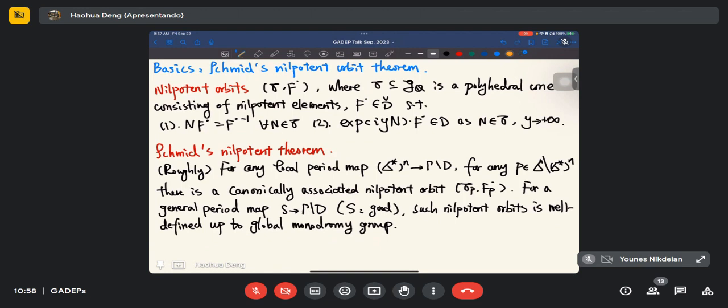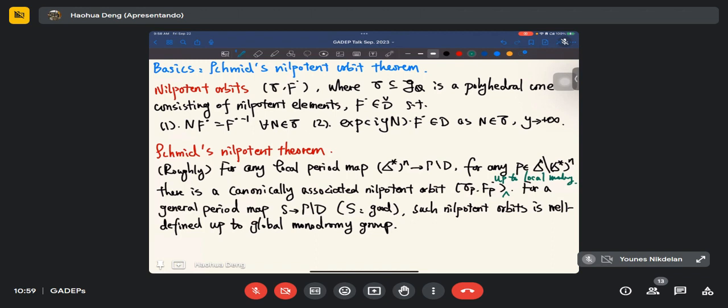And Schmid's nilpotent orbit theorem. So Schmid's nilpotent orbit theorem says that, roughly, if you have a local period map from the punctured disk Δ* to Γ\D, and you take any point p on the boundary of this disk, we have a canonically associated nilpotent orbit, but this is up to local monodromy. So up to the local monodromy group, we can associate any boundary point on this Δ* to the nilpotent orbits.